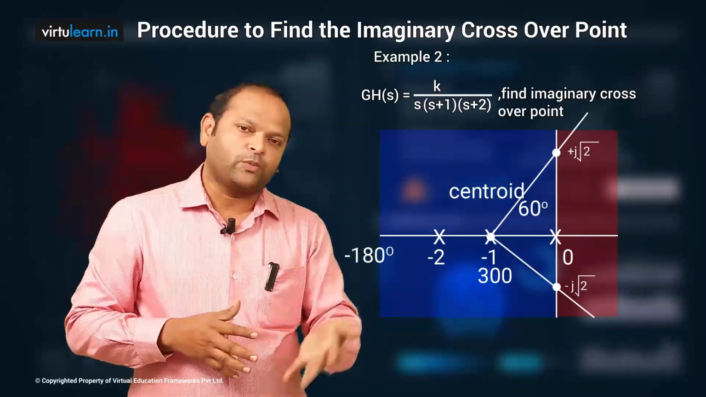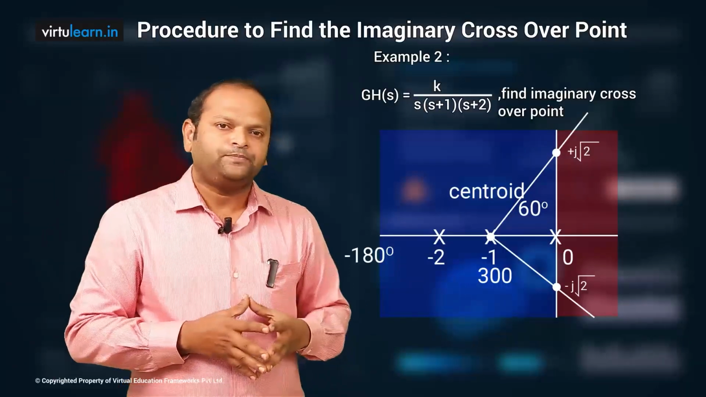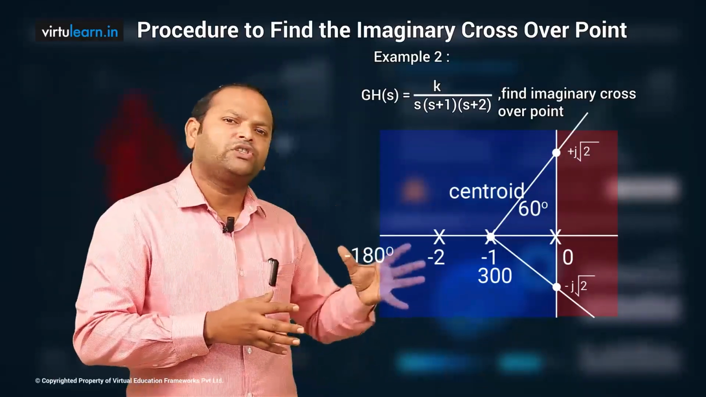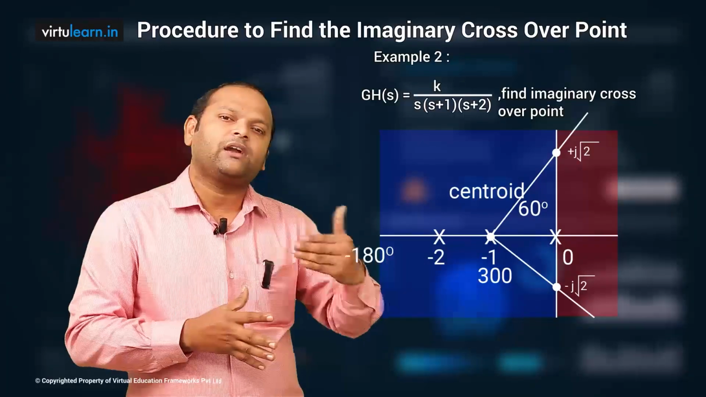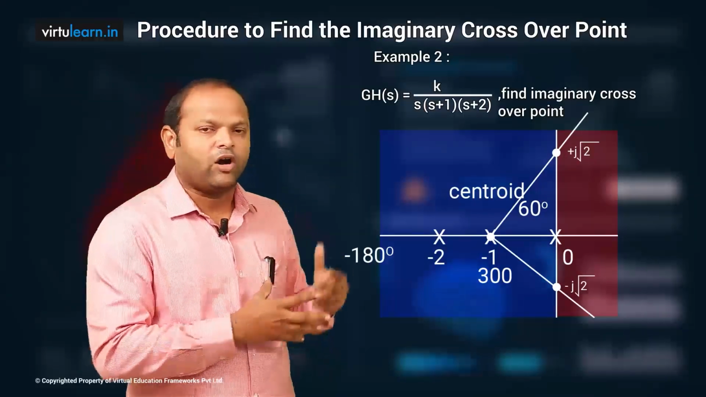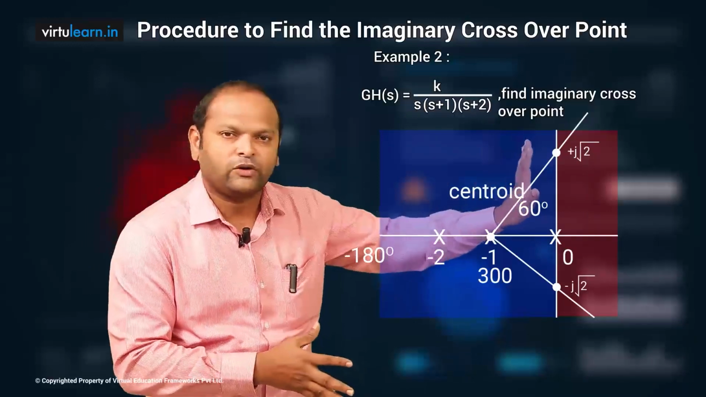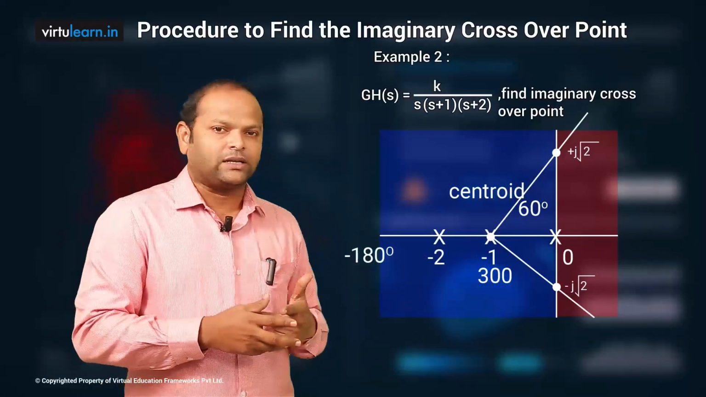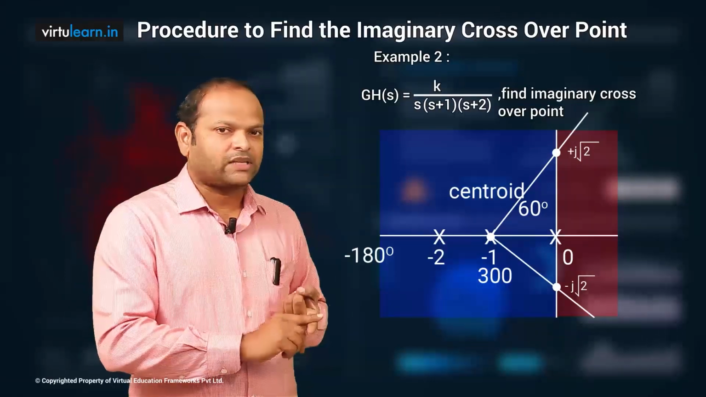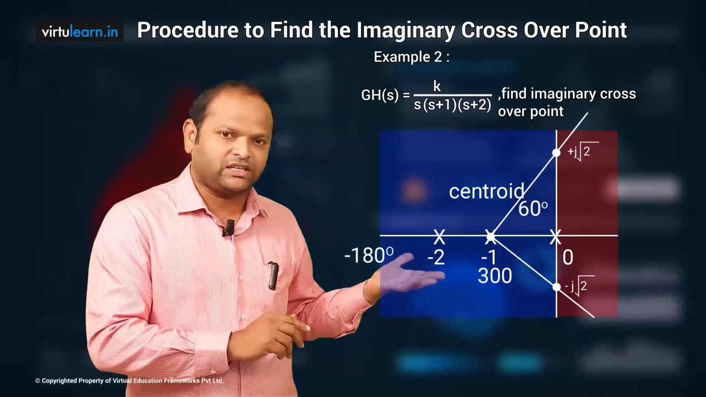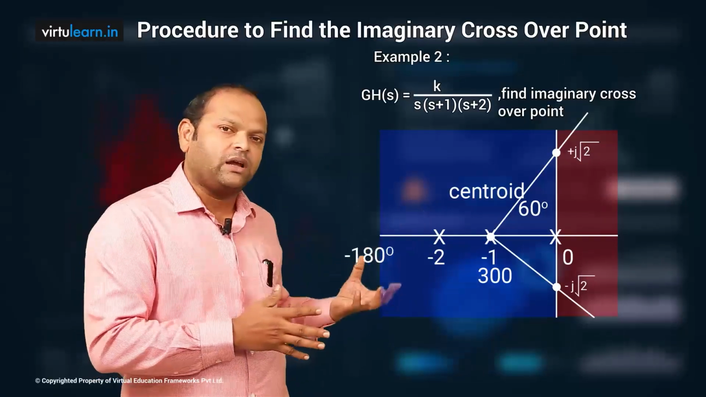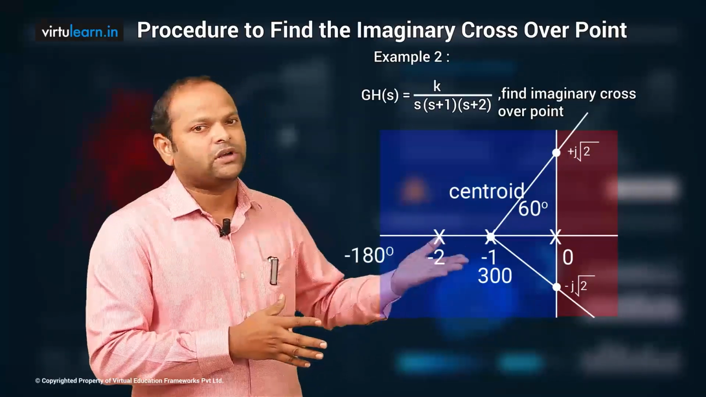Or the other possibility is that the system may be an absolutely unstable system, which means for all possible values of k, we cannot make the system stable. All the poles will be in the right half of the S-plane only. It is called an absolutely unstable system. So therefore, two things here. If you have an imaginary crossover point, the system is conditionally stable. If there is no imaginary crossover point, either the system is absolutely stable or absolutely unstable.